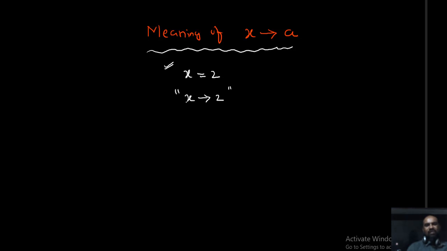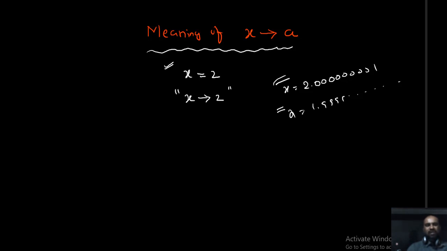But here the value of x is not equal to 2, but the value of x is nearer to 2. That means x may be 2.00000000 something one like that, or x may be 1.999999999. So in the second notation, x is tending to 2 means x value may be this or x value may be this. But in the first one, x equal to 2 means x is exactly 2. So x is tending to 2.